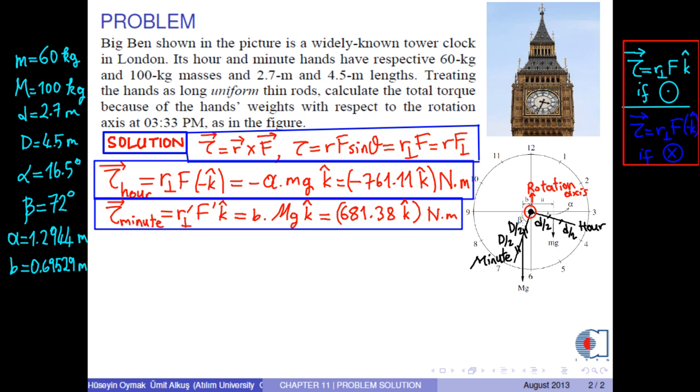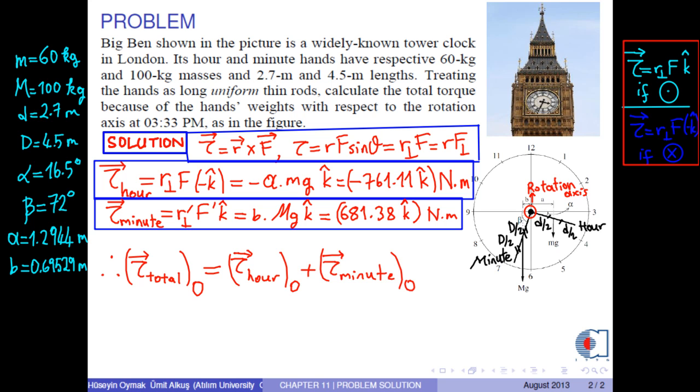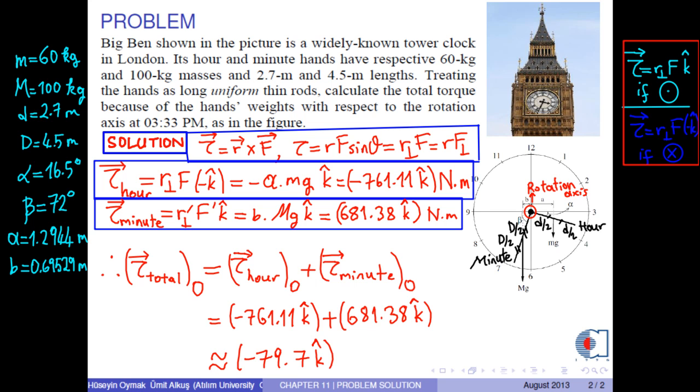Finally, the total torque because of the hands' weights with respect to the rotation axis at 3:33 p.m. is found by the formula tau total measured from O equals tau hour measured from O plus tau minute measured from O. We put the numerical values into this equation. As a result, we obtain the total torque as approximately negative 79.7 k hat Newton meters.